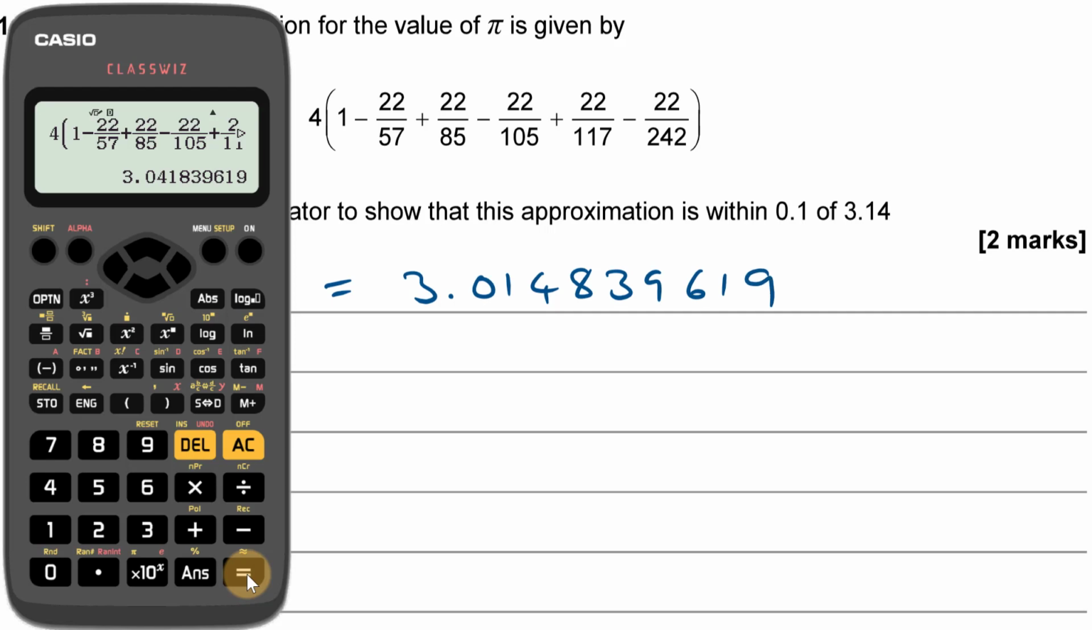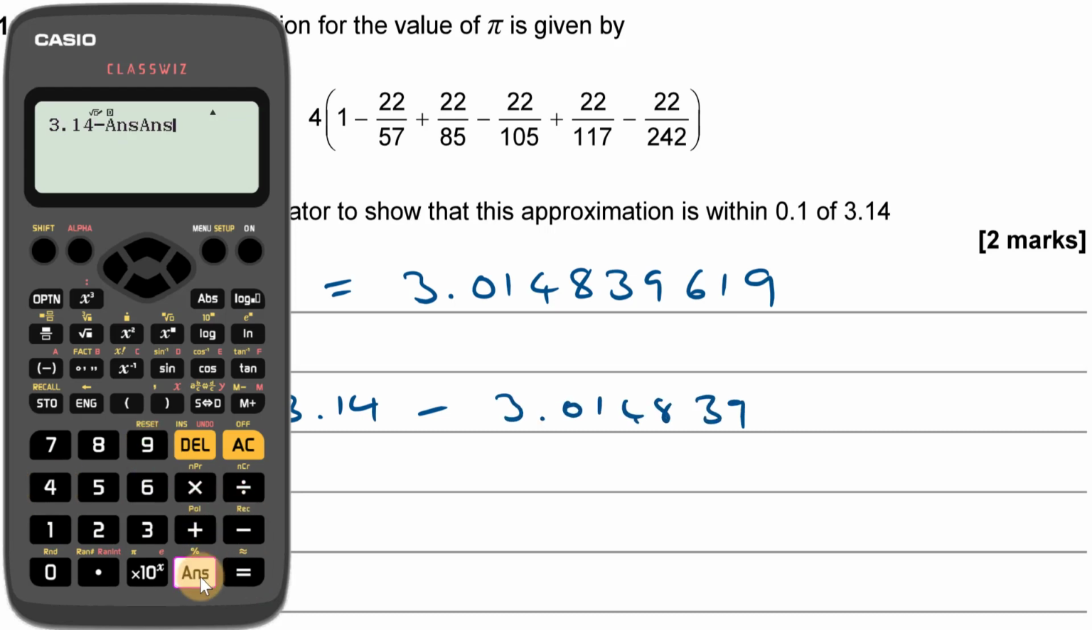Okay, so show that the approximation is within 0.1 of 3.14. So if I subtract that from 3.14, I should be able to show what the difference is between the two. So 3.14 minus 3.0148399619. What's that going to be equal to then?